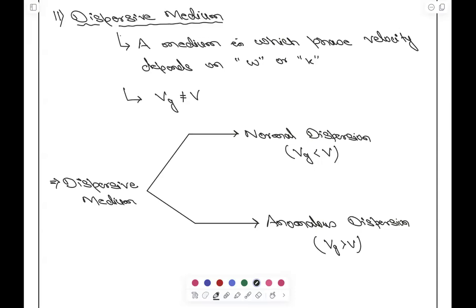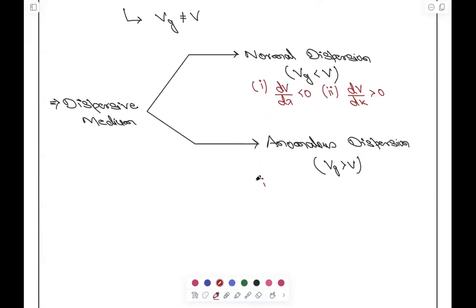We are saying that if Vg is smaller than V, then we call it normal, otherwise we call it anomalous. Understand what this means. This also means first dv by d lambda is less than 0, look at the equation we wrote above, or dv by dk is greater than 0. And this means dv by d lambda is greater than 0, and dv by dk is less than 0.